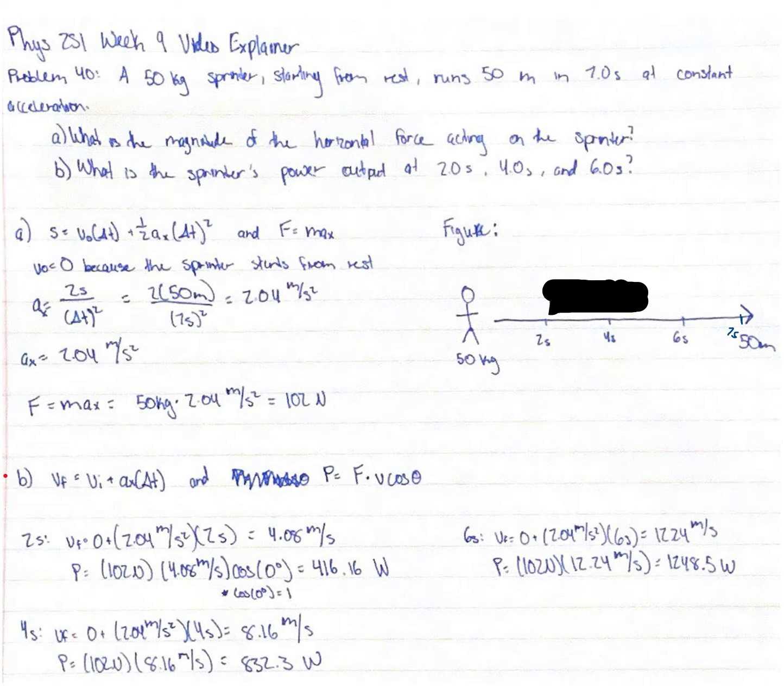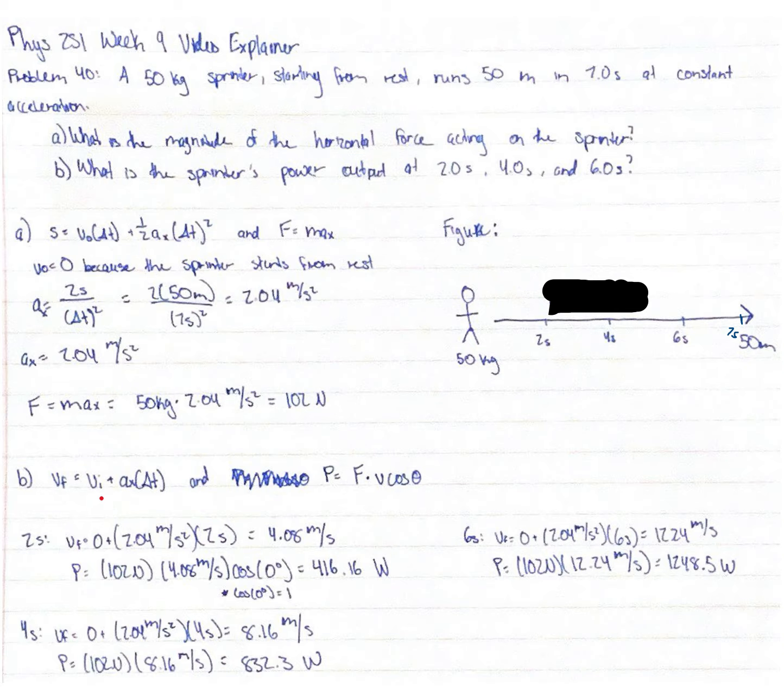Moving on to part B, we are solving for the sprinter's power output at 2, 4, and 6 seconds. To do this, we will first be using this equation right here, as well as the power equation right here. First we need to solve for the velocity so that we can use the power equation, and that's exactly what this first equation is for.